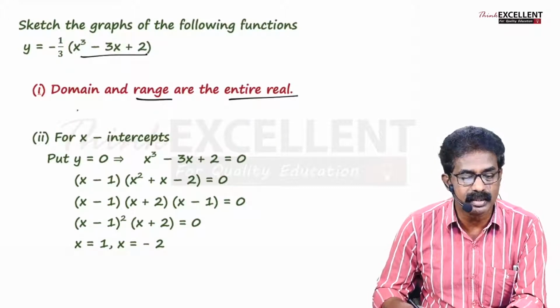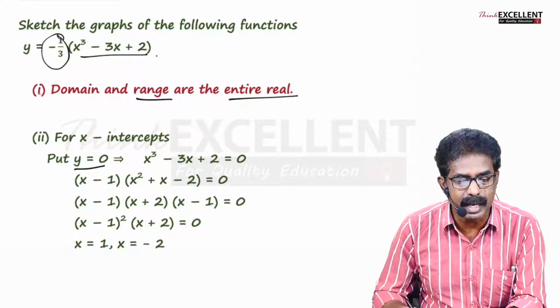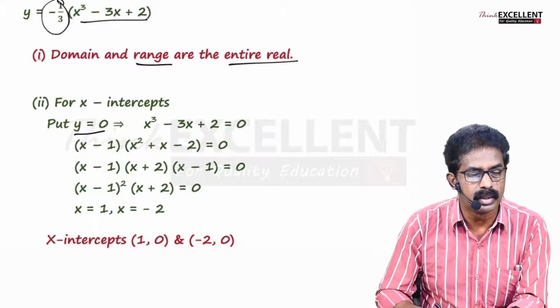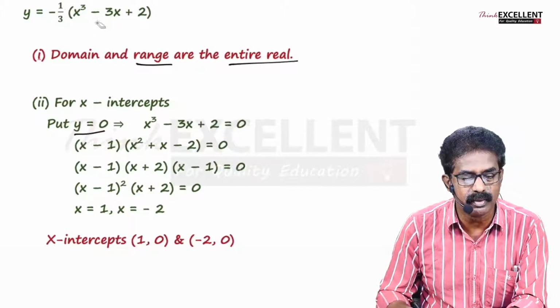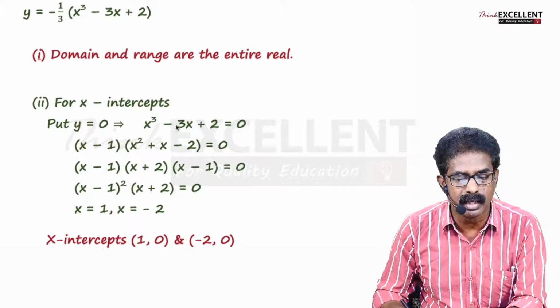Intercepts. To find the x-intercept, you put y equals 0. When you put y equals 0, minus 1 by 3 cannot be 0, so this bracket is 0. So look at this, even factorization itself you need time, right? It's a cubic equation, so by trial and error method, you would have studied in 10th standard, you put x equal to 1.